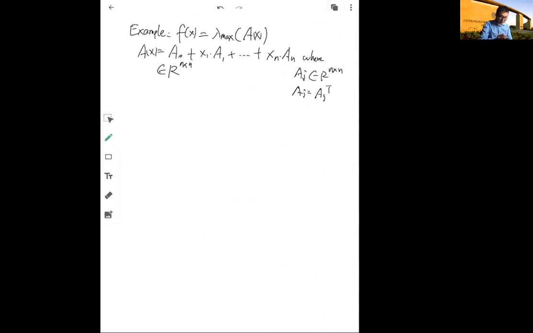By our definition of the largest eigenvalue, and now that A(x) is symmetric, we know that all the eigenvalues are real. We also take the eigen decomposition of A(x), so it makes sense to talk about the largest eigenvalue. In particular, we can write f(x) to be the supremum over all vectors y with norm smaller than 1 of y transpose A(x) y.